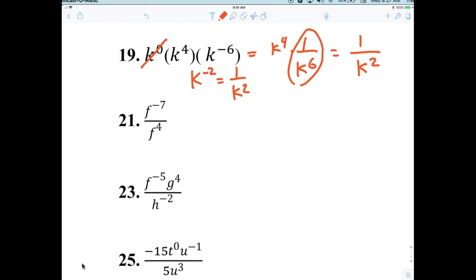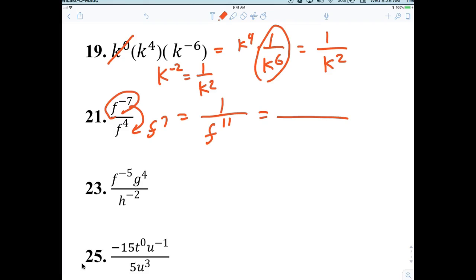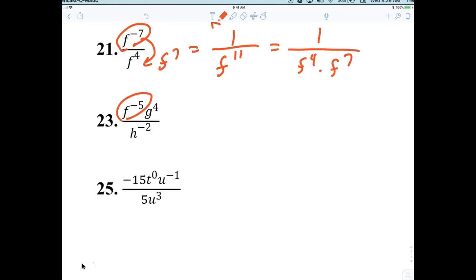You just have to stay consistent with what you're doing. I think it makes it easier. Now 21, this goes on the bottom as f to the 7th. So that's 1 over f to the 11th. Am I good with that? All I did was put f to the negative 7 on the bottom. So if I put f to the negative 7 on the bottom, it becomes f to the 4th times f to the 7th. Good. Now, add the exponents. So here I'm just moving those. So I have h squared g to the fourth over f to the fifth. That's the answer.